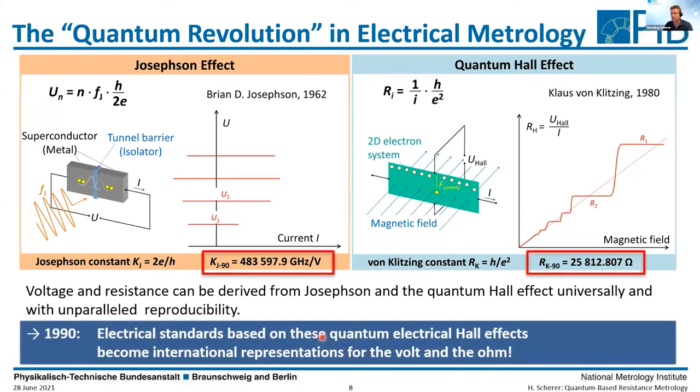And because this was so successful, it was decided in 1990 that the international representations for the volt and the ohm were based on standards given by the quantum electrical effects, meaning the quantum Hall effect and the Josephson effect, which is missing here in this slide, sorry. So in 1990, it was decided to fix the values for the Josephson constant, which is 2e over h, and the von Klitzing constant, which is h over e squared, to fixed values. And since 1990, metrology was using these relations with these two fixed values to derive voltage and resistance.